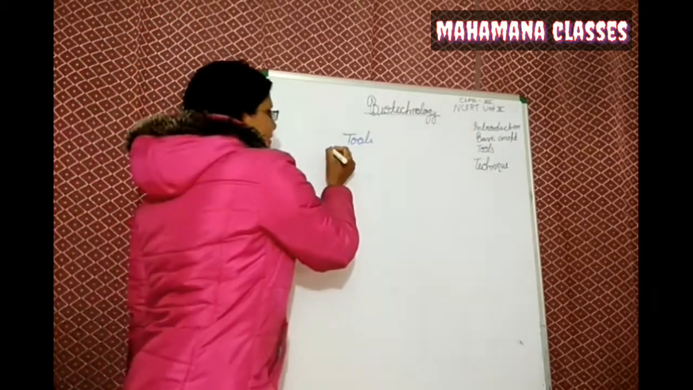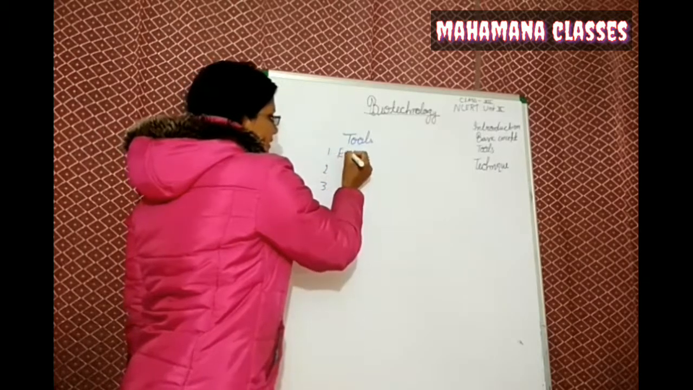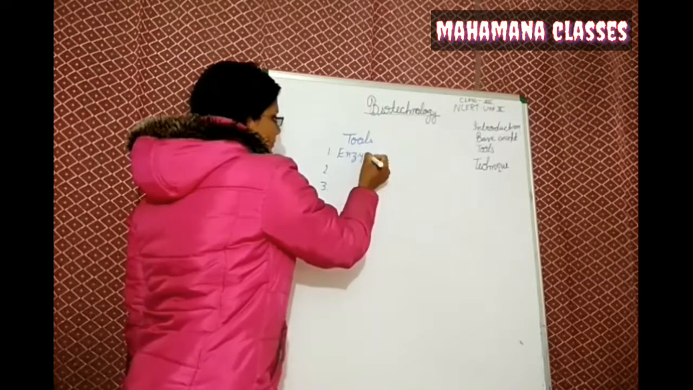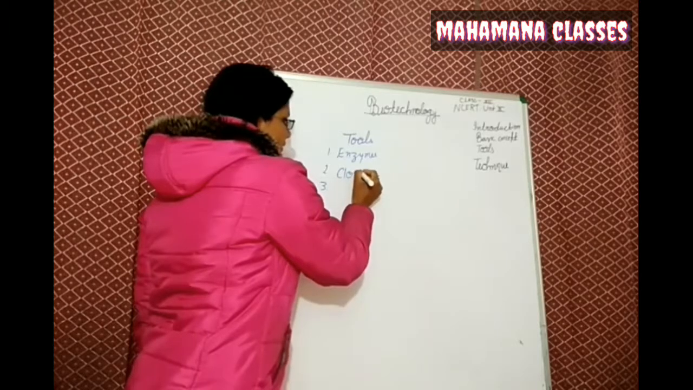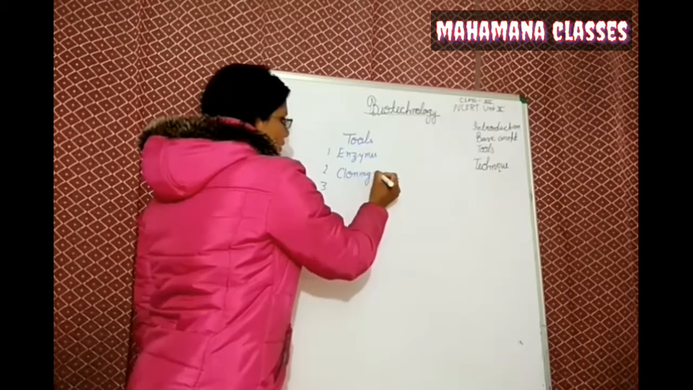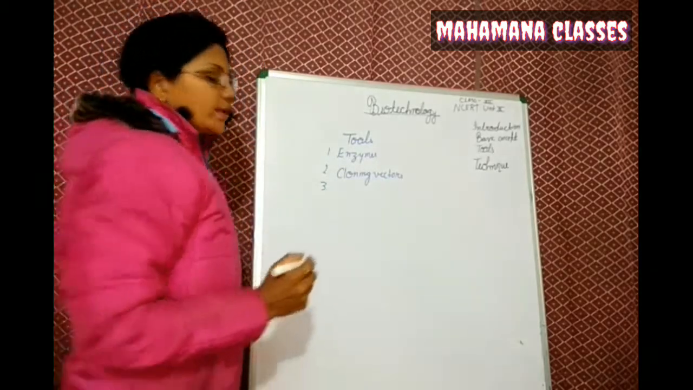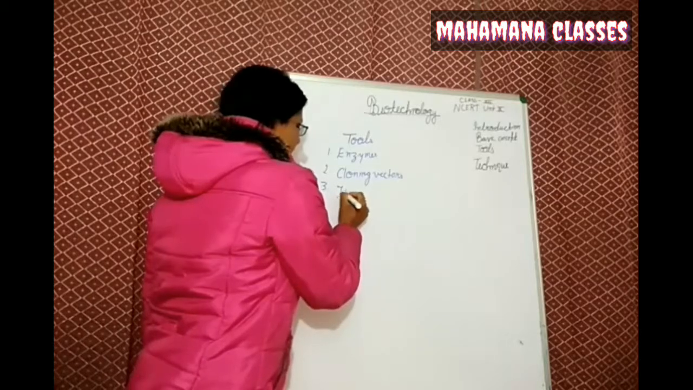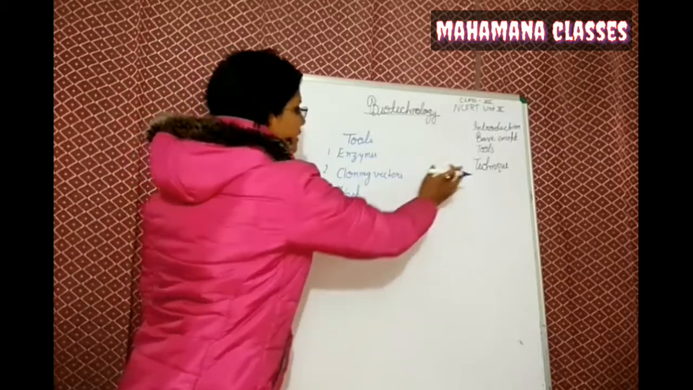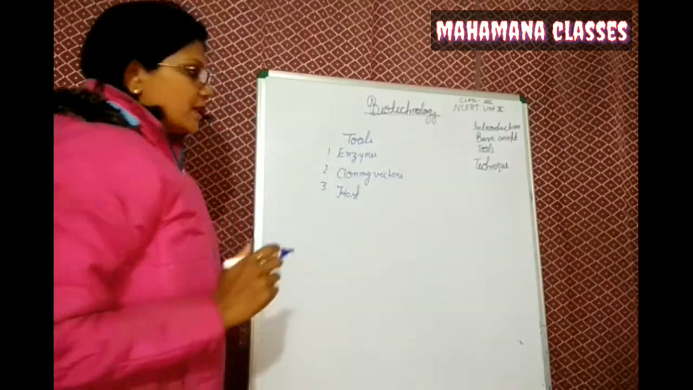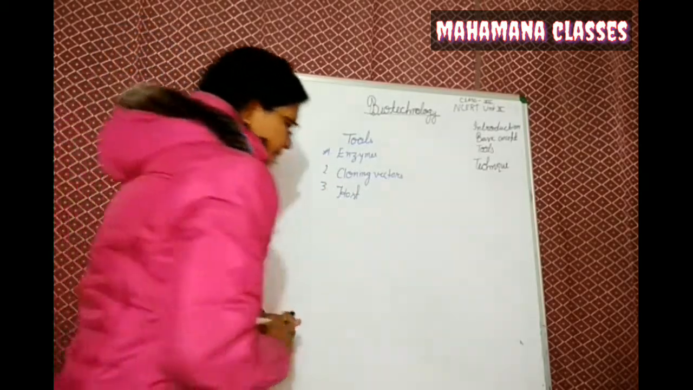It has some subtopics: enzymes, cloning vectors, and then the host organism or host cell. You can just take it as host. After dealing with these, we will come to the topic of techniques. First, we are going to deal with the topic of enzymes.